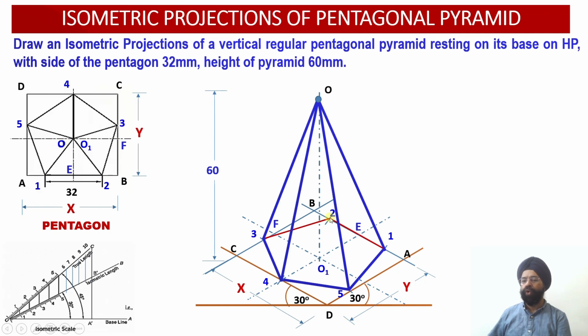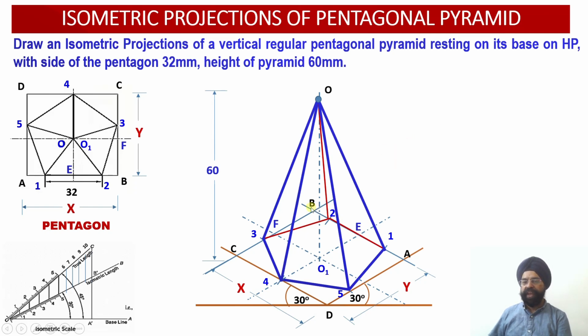But O2, this is lying at the back. So it's not to be drawn dotted. It has to be drawn using only a thin construction line, so that we get the complete feel of this object. That is, 5 slant edges are there, 4 are visible, 1 is not visible. There are 5 edges of the base, 3 edges of the base are visible, but 2 edges of the base are not visible, right? So these 2 base edges will be drawn lighter. This slant edge will be drawn lighter over there. So this is the construction of isometric projections of the pentagonal pyramid.